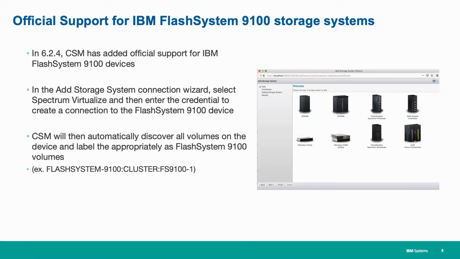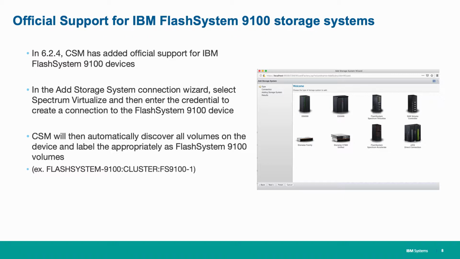All right, the next one I want to talk about is we added official support for IBM FlashSystem 9100 storage systems. If you're not familiar, FlashSystem 9100 came out. It takes advantage of both Spectrum Virtualize and NVMe technology to give you a fast, high-end flash storage system, and so now CSM 6.2.4 can connect to those devices and discover them as FlashSystem 9100 devices. You could connect them before, but they would show up as Spectrum Virtualize devices and not specifically 9100 devices.